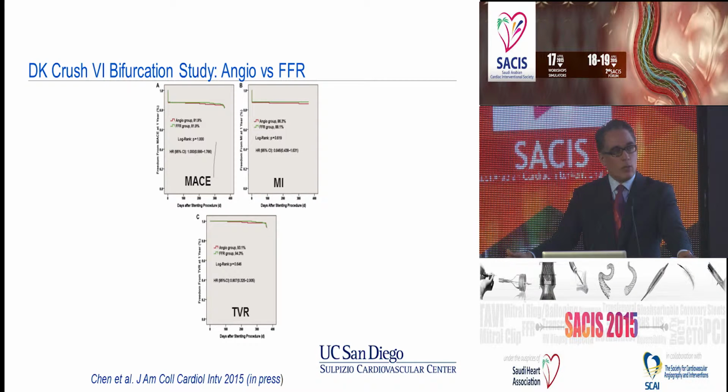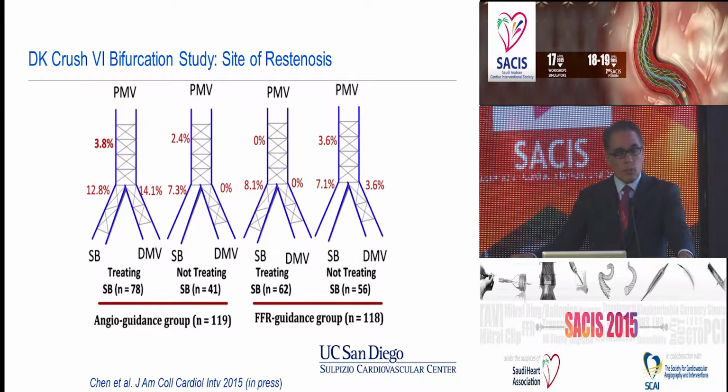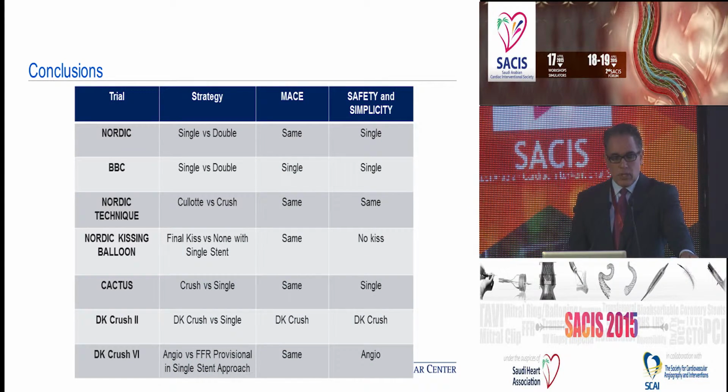And when they did that, what they've reported is no difference in MACE, MI, or TVR with FFR versus angiography, or what we get to see visually. They also reported the restenosis rates at follow-up in this DK Crush 6 study. And what you can see is that when you look at the side branch specifically, there's really no price to pay by using angiography alone versus FFR. So I've shown you 7 randomized trials.